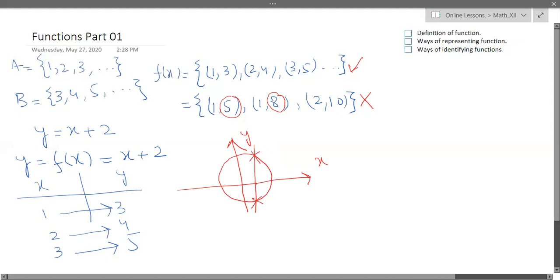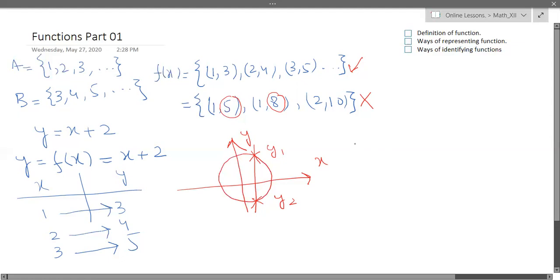For this value of x, let's say this is 2, we have two different values of y. So this is y1 and this is y2. We have two different values of y for one value of x, which is not valid according to the definition of function. So this one is not a function.